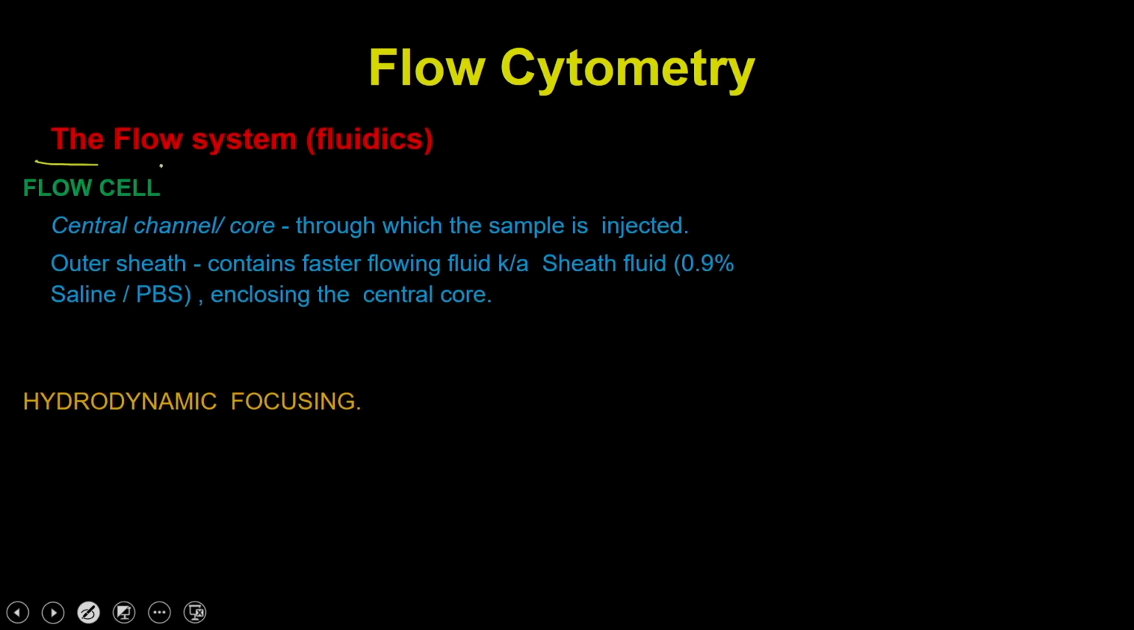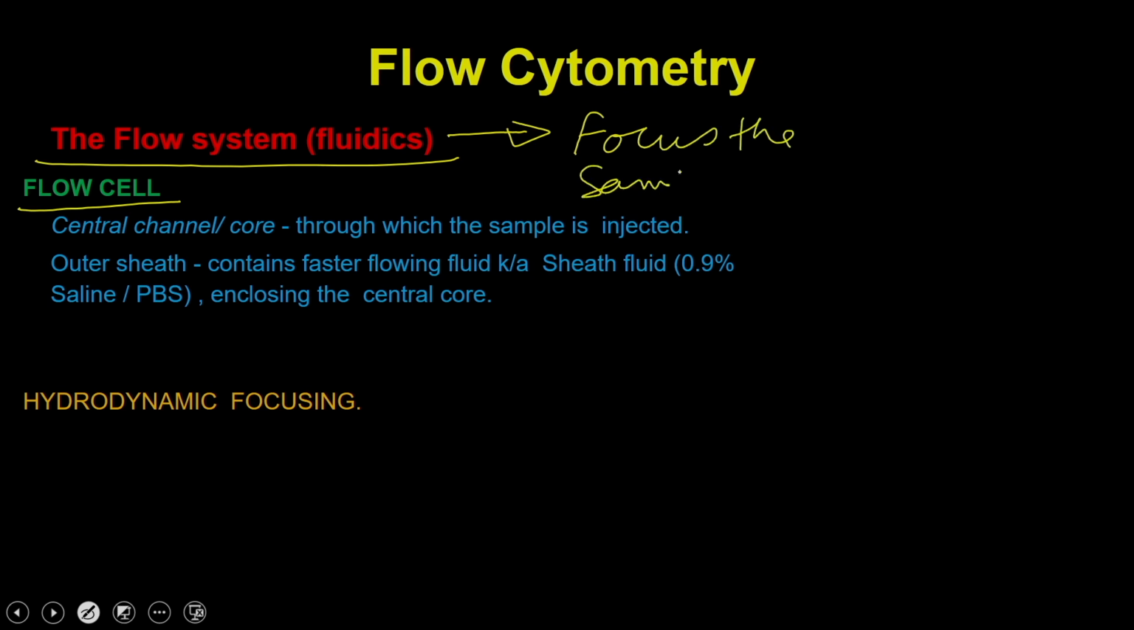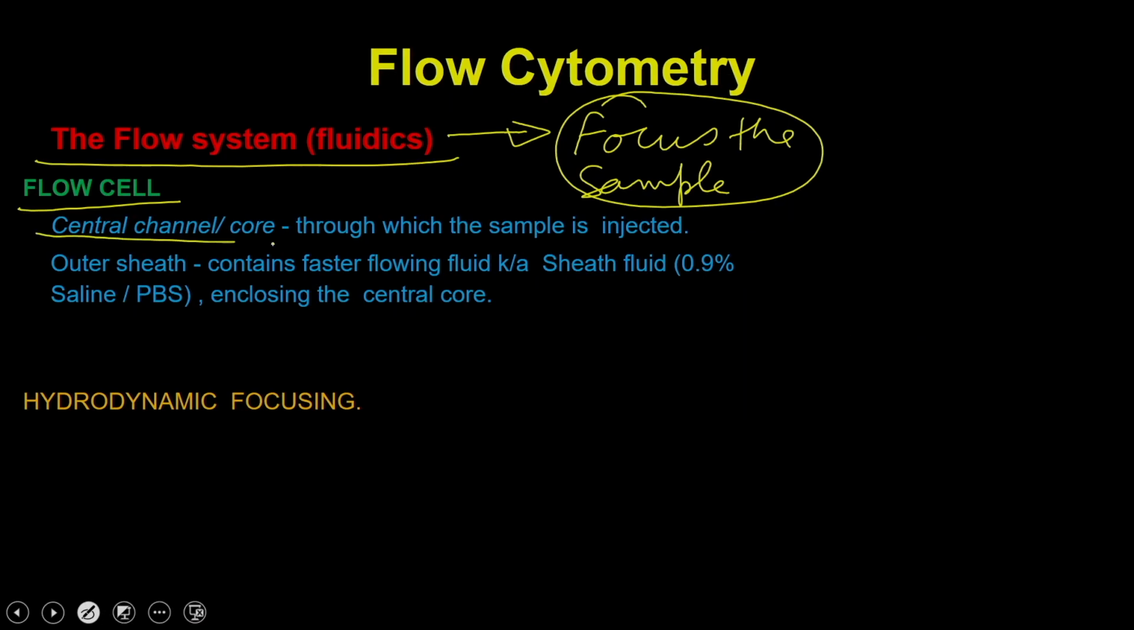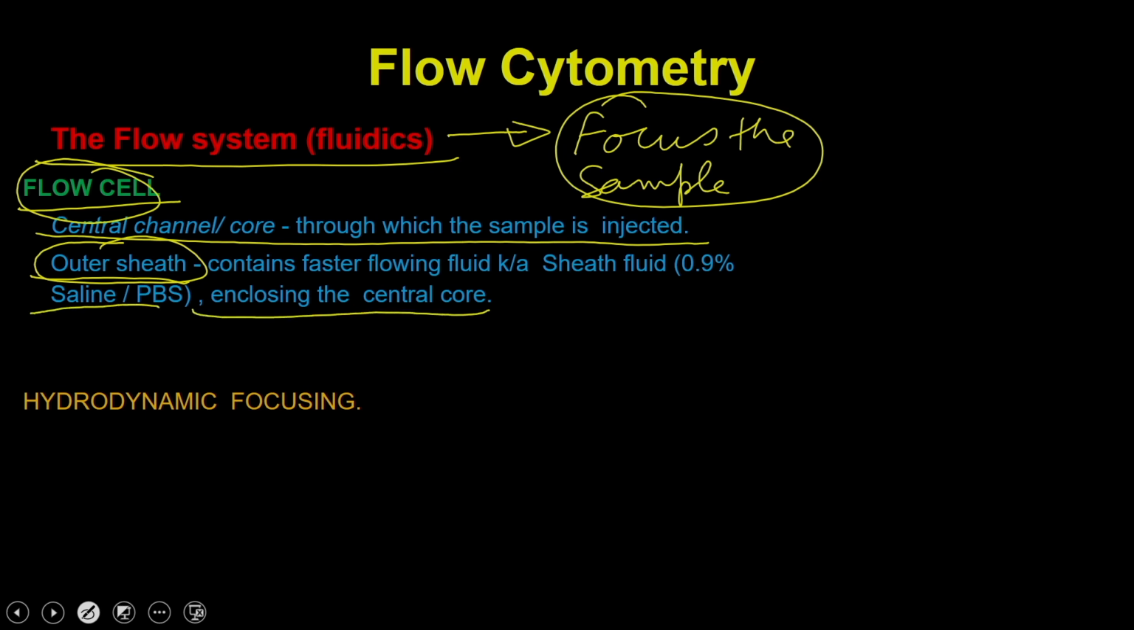So, in the flow system you are going to have the flow cell, and the purpose of the flow system is to focus the sample so that you have a single cell at a time. This focusing of the sample is done with the help of the sheath fluid. When the sample is injected into this flow cell, the flow cell is going to have the sheath fluid. So, you have the outer sheath fluid, and that outer sheath fluid contains 0.9% saline or PBS, and it is enclosing the central core.